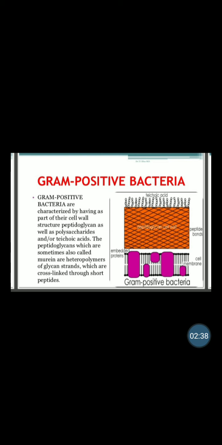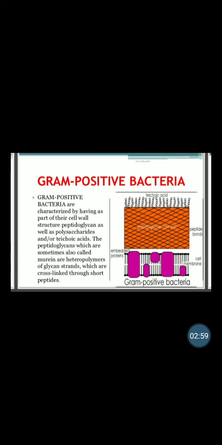The gram-positive bacteria are characterized by what? They are characterized by having, as part of their cell wall, the structure peptidoglycan as well as polysaccharide and teichoic acid. The peptidoglycan is sometimes also called murein. Keep in mind, it is important for MCQs. Murein consists of heteropolymers of glycan strands which are cross-linked through short peptides.